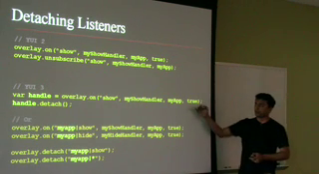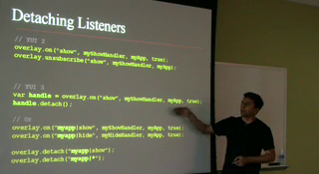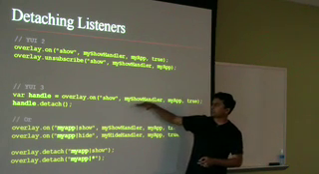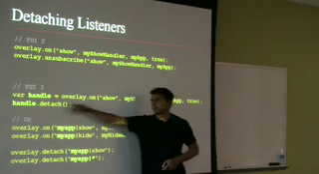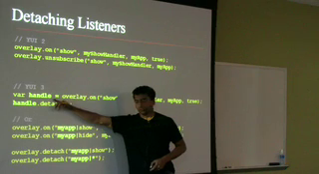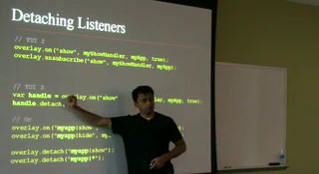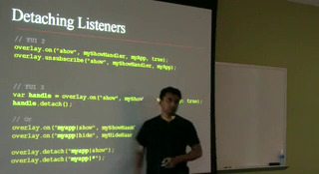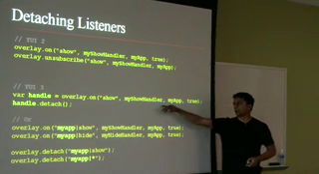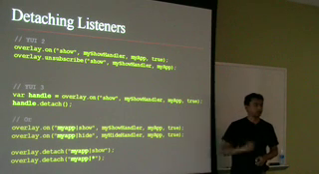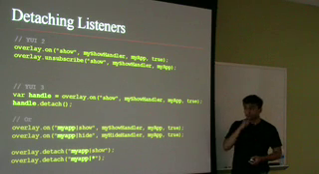In the YUI 3 world, we're making that a lot easier. So when someone subscribes a listener, they'll get a handle back, potentially. And when that handle is returned, they have the ability to call detach on the handle. They no longer need a reference to the function or the context to actually detach anymore.